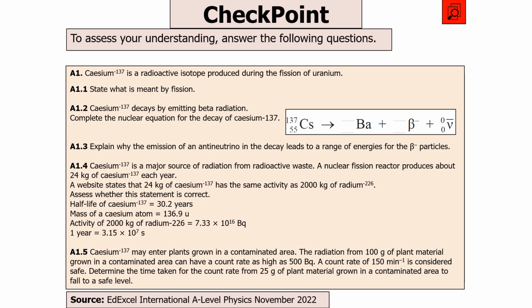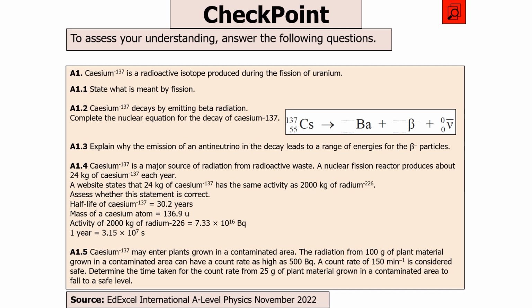The next question says, cesium is a radioactive isotope produced during the fission of uranium. State what is meant by fission. Then, cesium decays by emitting beta radiation. Complete the nuclear decay for cesium. Explain why the emission of an antineutrino in the decay leads to a range of energies for the beta minus particle. Cesium is a major source of radiation from radioactive waste.